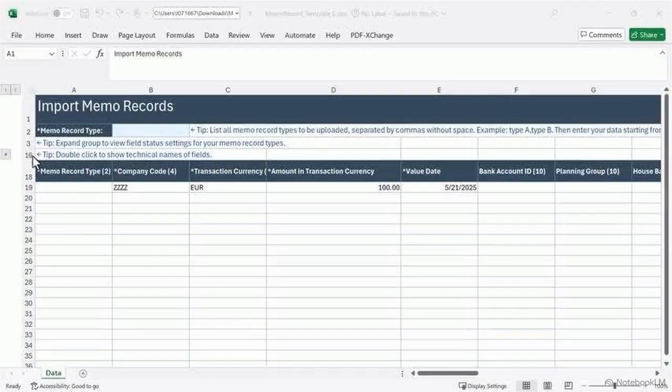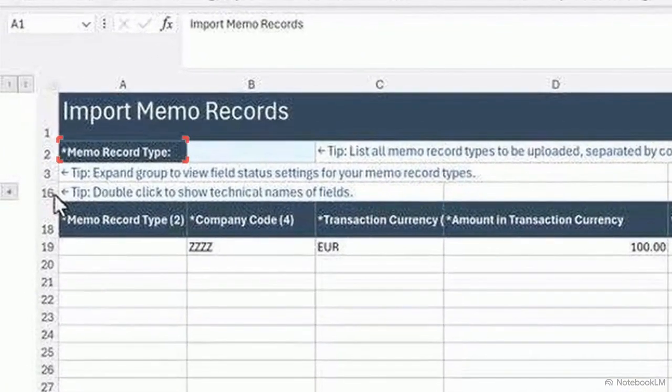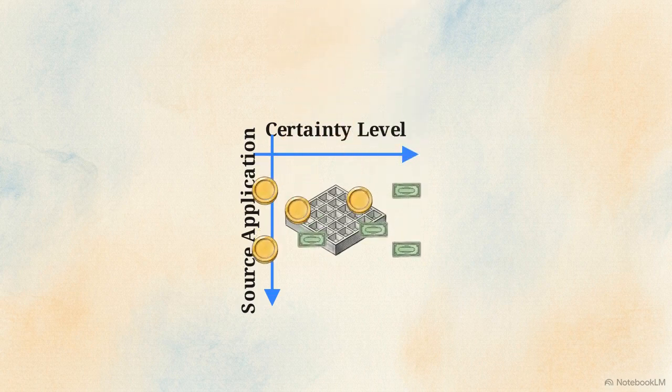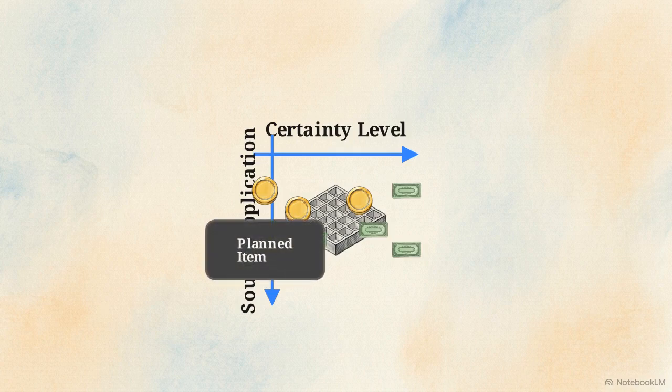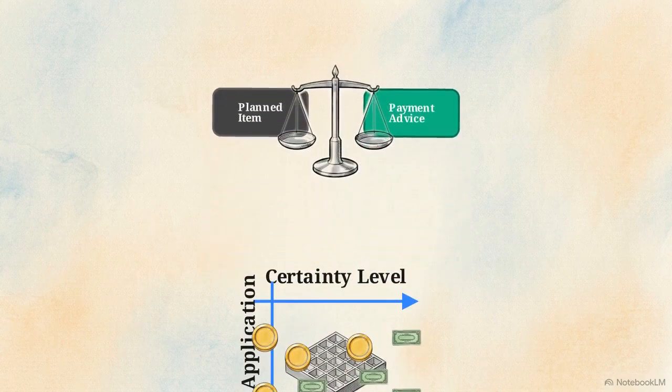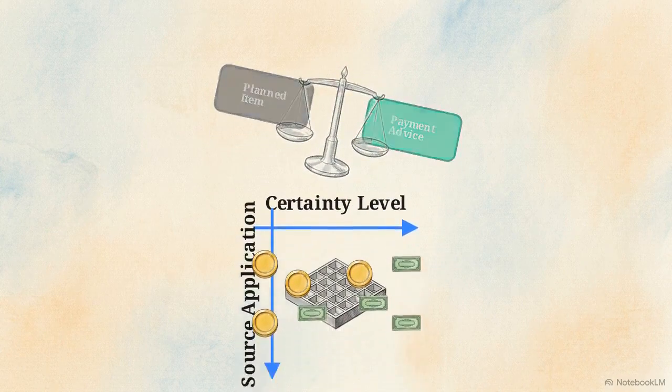Reviewing the import template for mass ingestion shows how strict this new environment is. Notice the mandatory category here in column A. To enter the system, every predictive data point must be assigned a specific memo record type. This creates a granular categorization matrix. Memo Records 2.0 forces the system to differentiate between different qualities of predictive data based on its source and certainty level. For example, a generic internal forecast is tagged as a planned item, but if you already have the verified bank information for an upcoming transaction, the system categorizes it as payment advice. The application processes their weight and visibility differently.